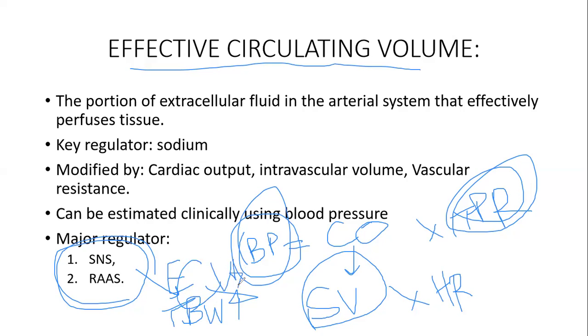So in these two pathologies, you will see increased total body water and decreased effective circulating volume. However, in hemorrhage, you will see decreased total body water along with decreased effective circulating volume.